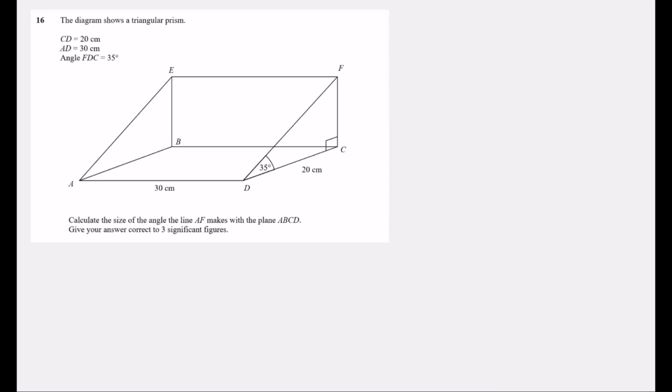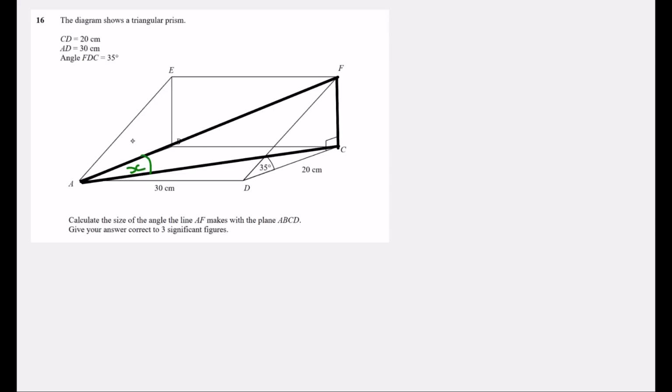The diagram shows a triangular prism. We've got C to D is 20, A to D is 30, FDC is 35. All that's shown on the diagram. Calculate the size of the angle the line AF makes with the plane ABCD. AF is this line here. So the angle AF makes with the ground. Give your answer correct to 3 significant figures.